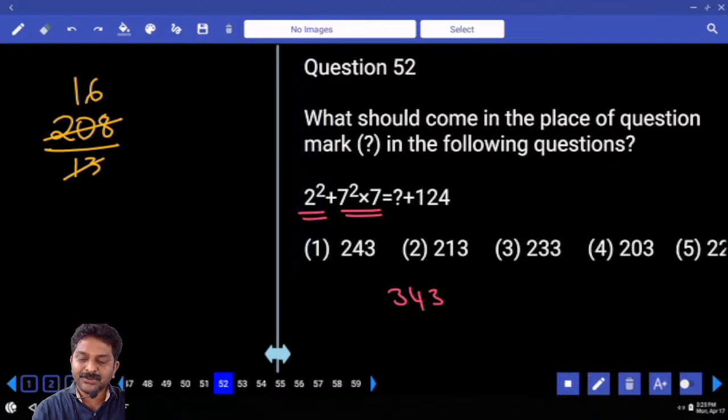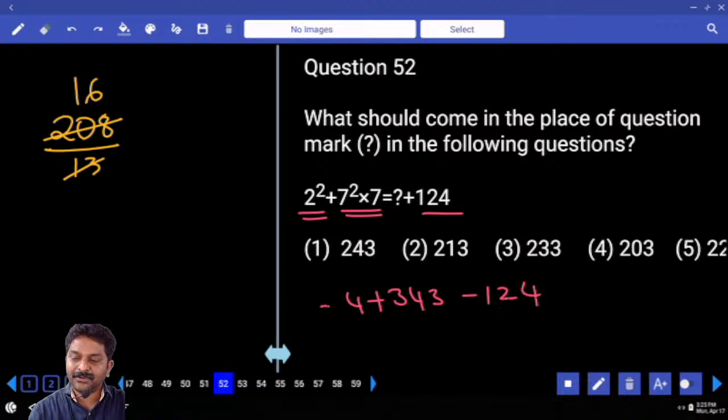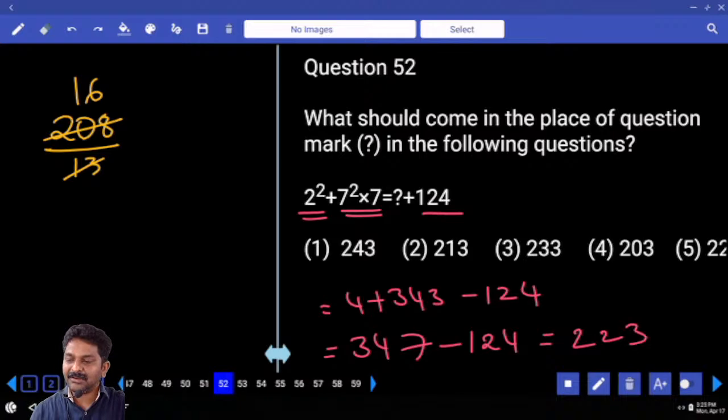And the first number, 2 square, is 4. And then the right hand side 124 comes to the left hand side. That becomes minus 124 only? Yes. So now 347 minus 124. 300 minus 100 is 200. 47 minus 24 is 23. 223 is the final answer. Over.